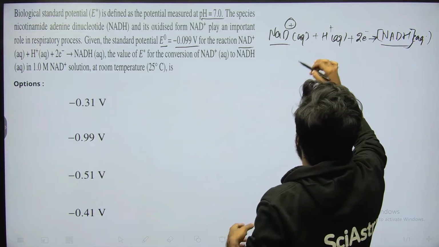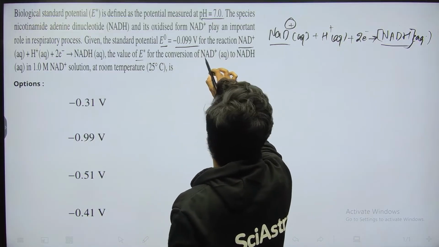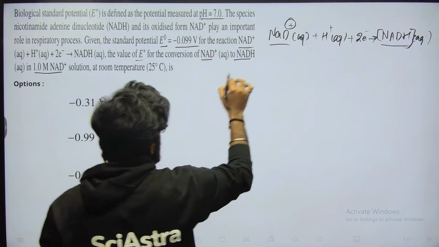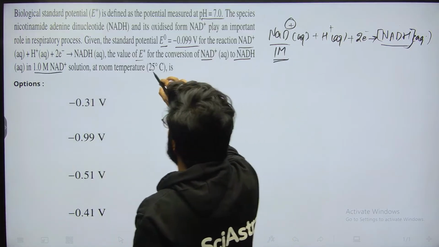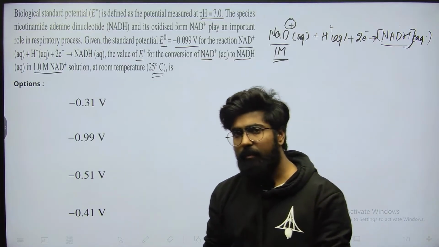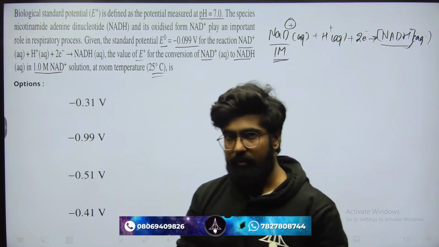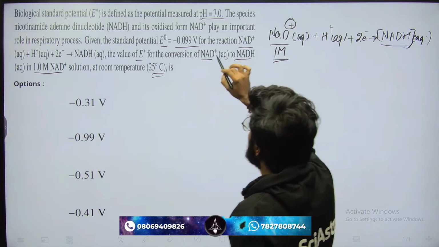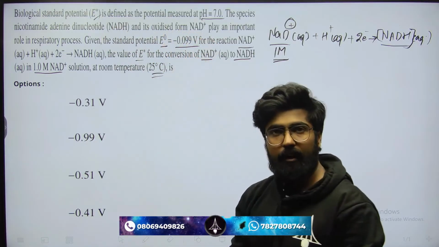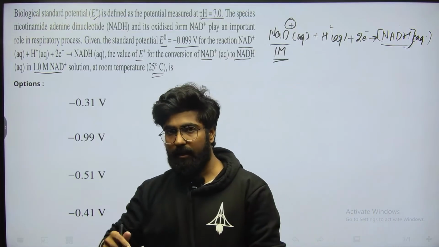So a reduction process is given, and correspondingly they are asking E star for the conversion of NAD plus to NADH in an aqueous solution of 1 molar NAD plus, means the concentration is 1 molar, at 25 degrees centigrade, that is your room temperature. We know that most of the biological reactions are favorable at room temperature. Now, what they are asking is E star, the standard potential for the half cell. We know that the Nernst equation can be applied to individual half cells also.